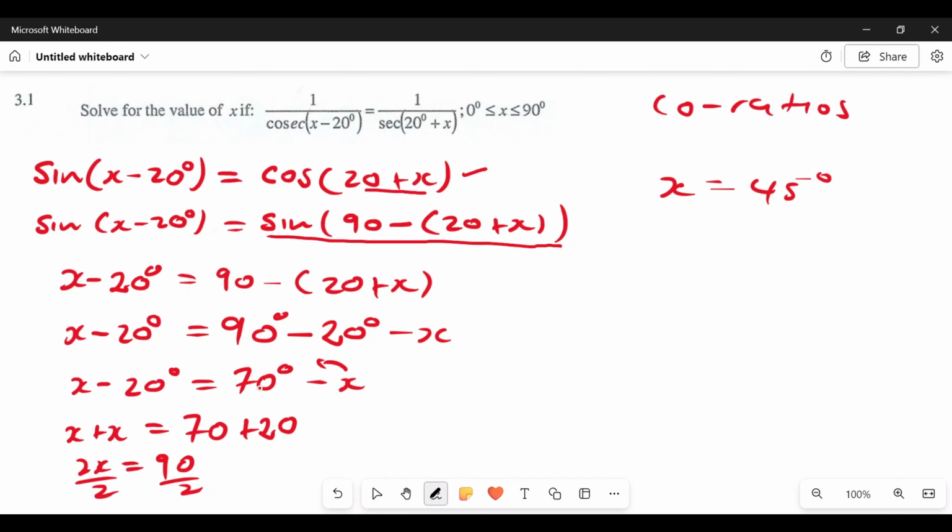Right, so this is how you actually do this question. This is how you solve for x. As you can see, our x is within our domain. It's greater than 0 degrees and also less than 90 degrees.